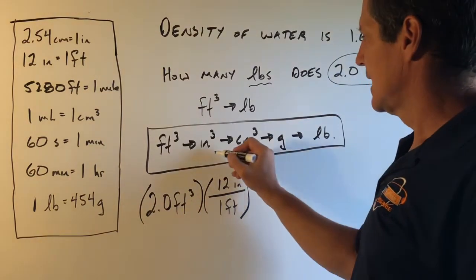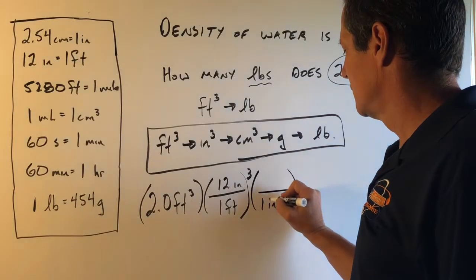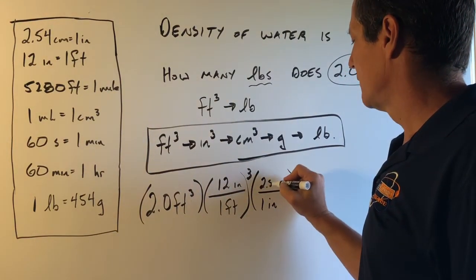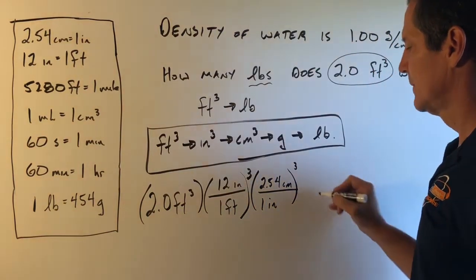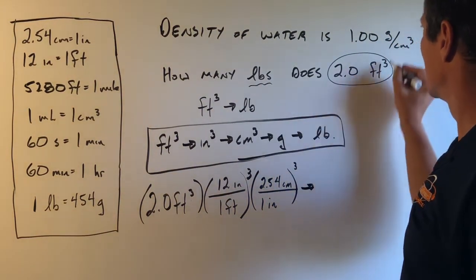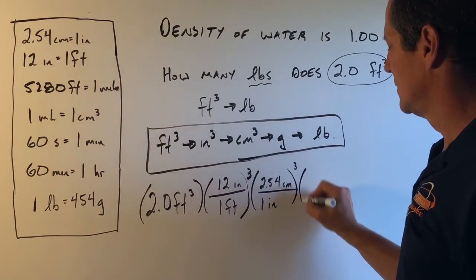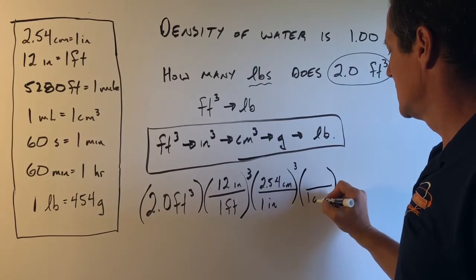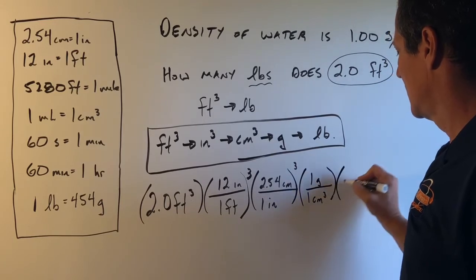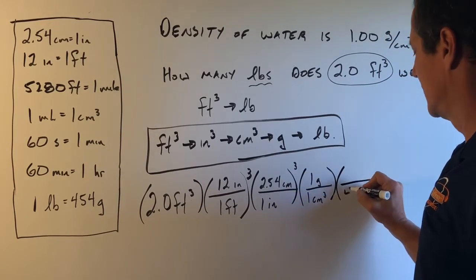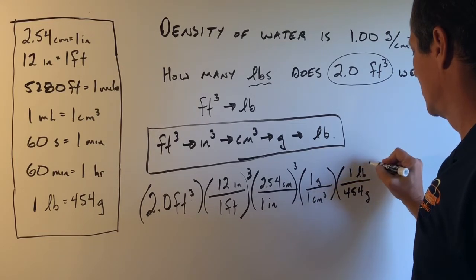All right, once I've done that, I'll have cubic inches here. I know that 1 inch from my table is 2.54 centimeters. Same again, I need to cube that. At this point I've got cubic centimeters. That lets me go to, oops, not an arrow there. I'm going to recognize that 1 centimeter cubed is 1 gram. And lastly, that there are 454 grams in 1 pound.